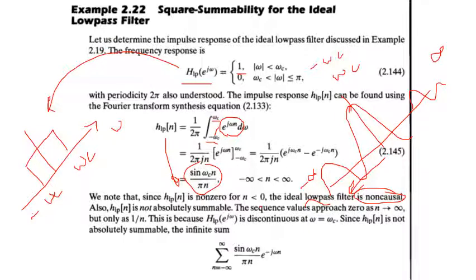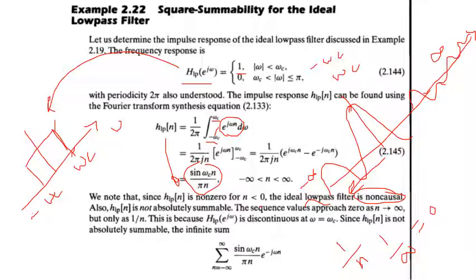The sequence approaches 0 as n approaches infinity. We can see that it becomes very small as n approaches infinity, but only as 1 by n. This is because H low pass e raised to the power j omega is discontinuous at omega equal to omega c. Discontinuity means that at omega c, the value could be 0 or could be 1, so it is undefined at omega c.